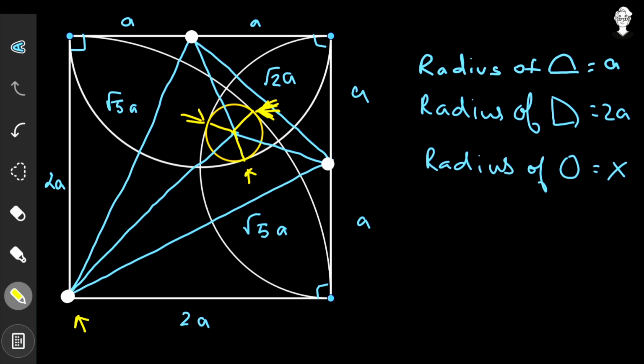2 times a. And from here to here it is the radius of this yellow circle, that is having a value x. So from here to here the length is longer minus the shorter, and that is going to be equal to 2 times a minus x. The same thing can be done for this particular line.